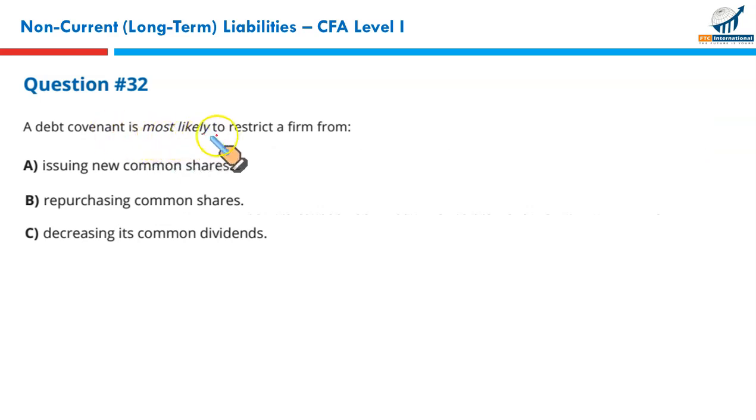So that makes B the correct option. Next, a debt covenant is most likely to restrict a firm from issuing new common shares. Wrong. If you issue new common shares, you will have more cash at your disposal. So this will make bondholders happy. So this is fine. There's no such restriction. Good.